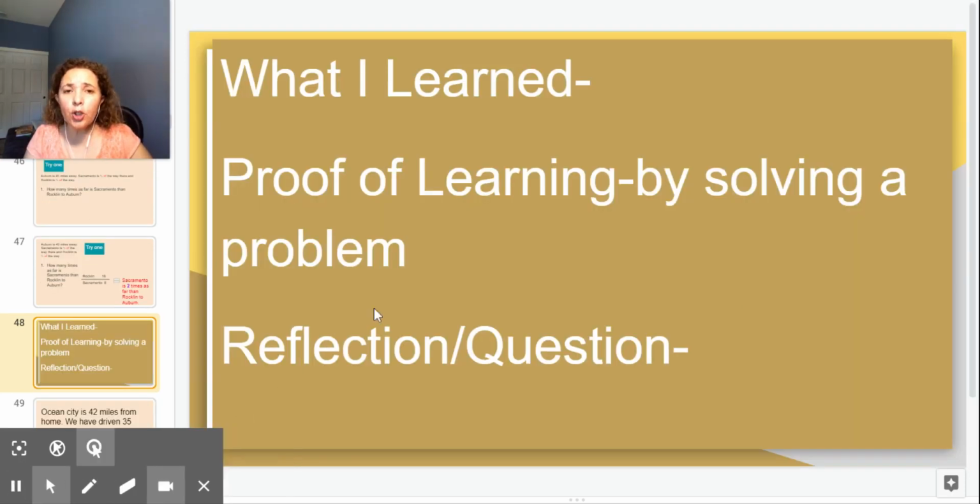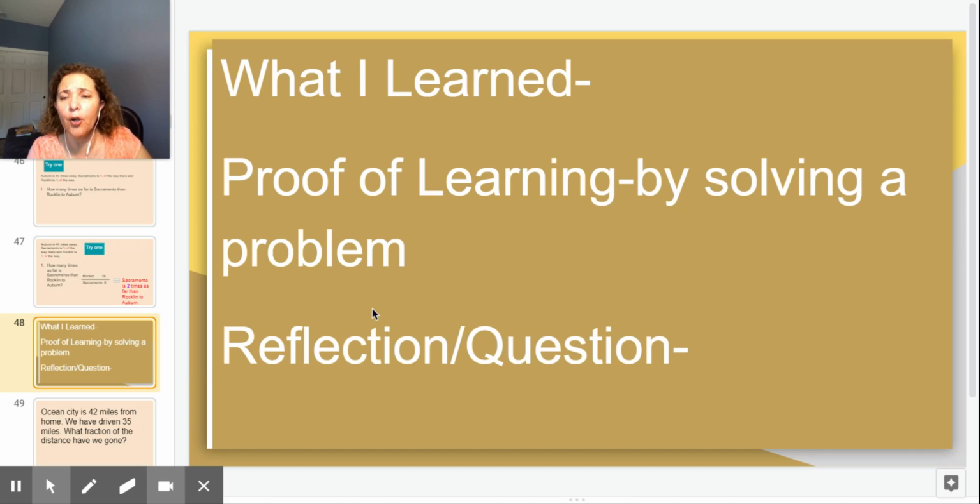All right, so what did you learn today? Write down what you learned. Proof of learning by solving a problem. So do a similar problem. You don't have to do the comparison bar one. Just do a problem like the other ones we did. Go back through the video and see what numbers I used and maybe pick something else. Pick similar numbers and then do a reflection or a question you may have.